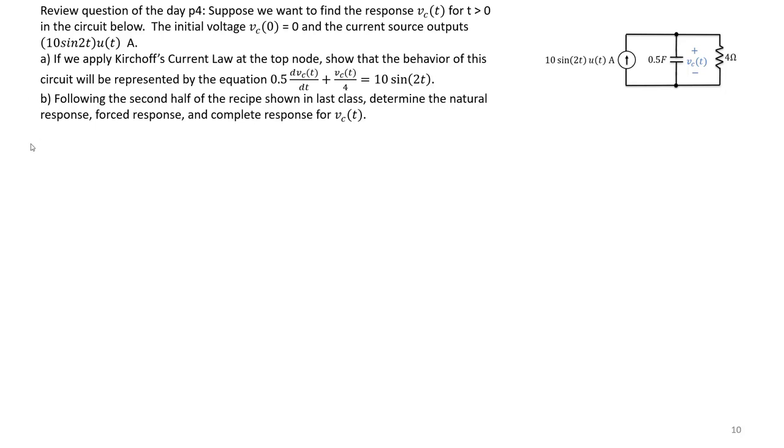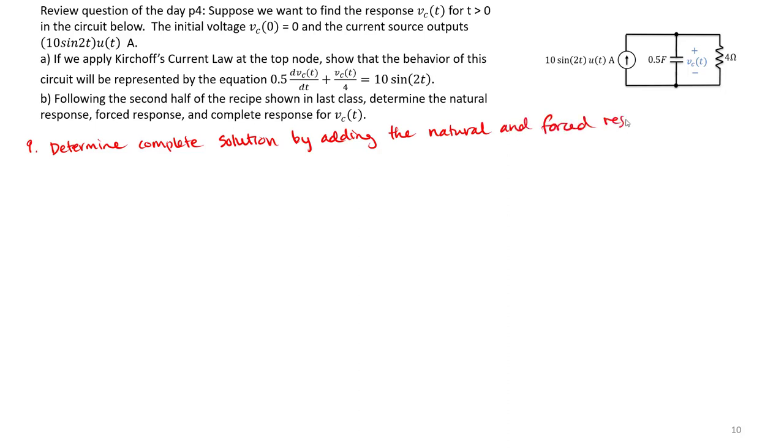So in step 9 of our recipe, we can determine our complete solution by adding the natural and forced responses. And we determine, in this case, that Vc of t, our complete response, will be equal to ke to the minus 1/2 t plus 40 over 17 sine 2t minus 160 over 17 cosine 2t.